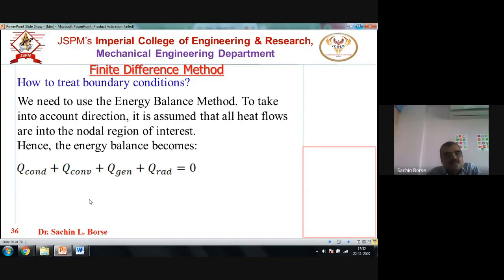So at the boundaries, we define some cell volume, and then we write the energy balance: heat conducted plus convected plus generated plus radiated equals 0. All heat entering the element sums to 0. One more thing we need to assume here is that the temperature difference in the particular element we have taken is constant. Now we'll move further.